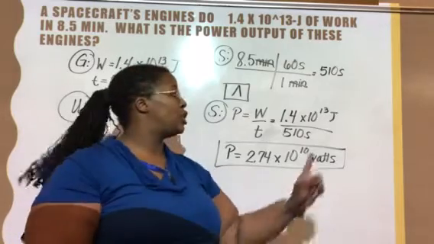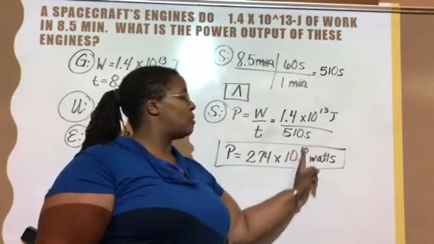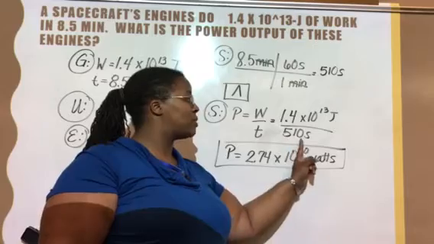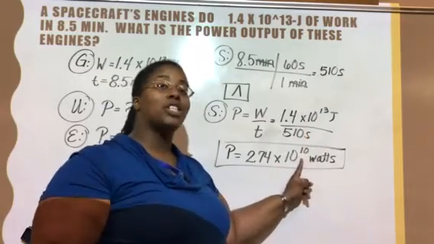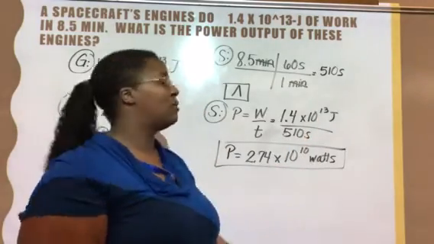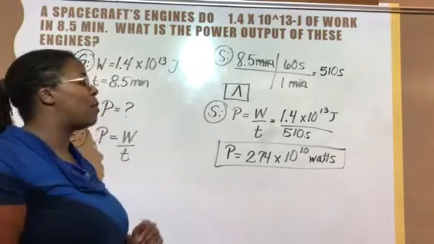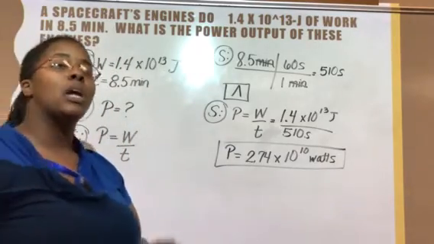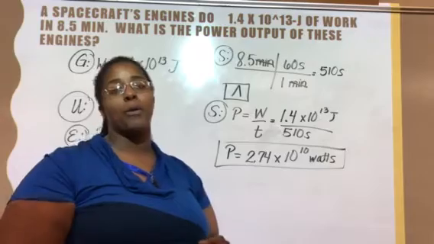If you pay attention to your exponent, you will notice that my denominator has 3 numbers, so my exponent will likely change by 3, and it did. We found our final power output is 2.74 times 10 to the 10th power.